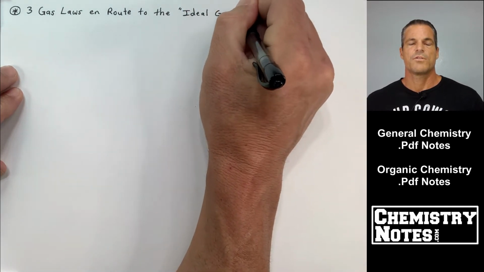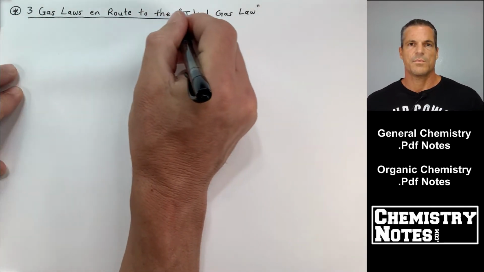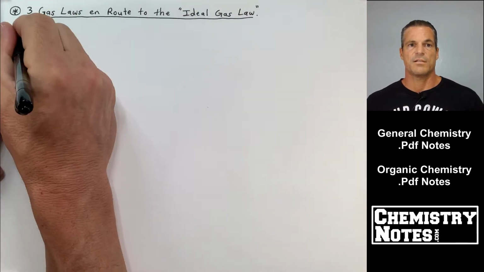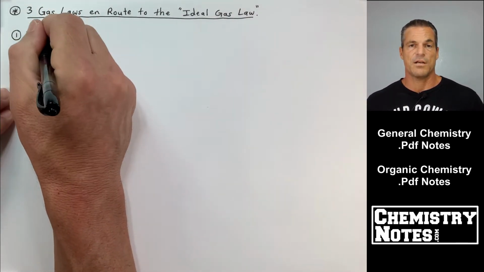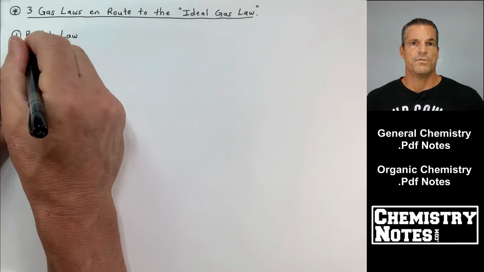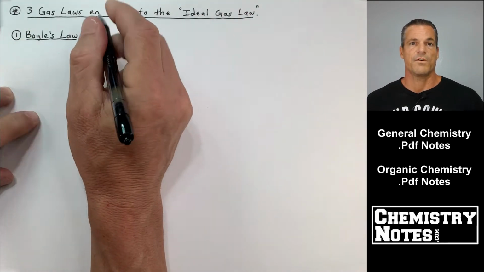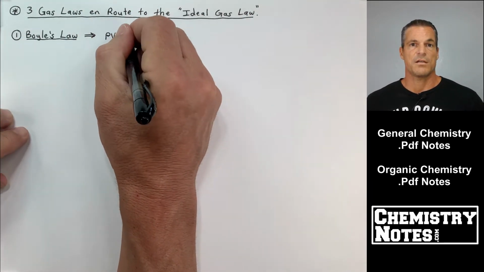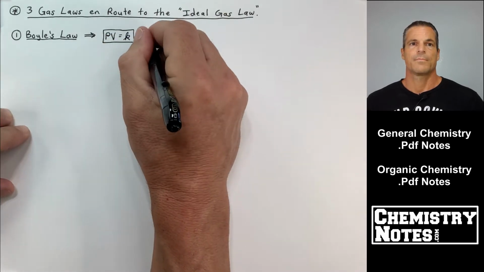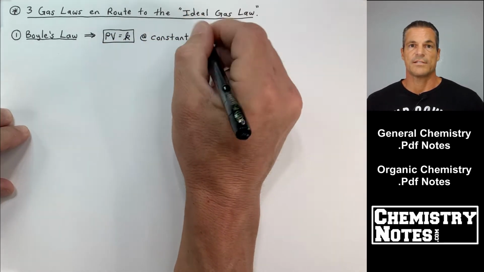Today's video is the second video from section 5, gases, and we're going to talk about 3 gas laws, and then we're going to combine all 3 of those gas laws into something called the combined gas law. We're going to define the universal gas constant and then convert our combined gas law into the ideal gas law. So let's take a look at the first gas law, shall we?